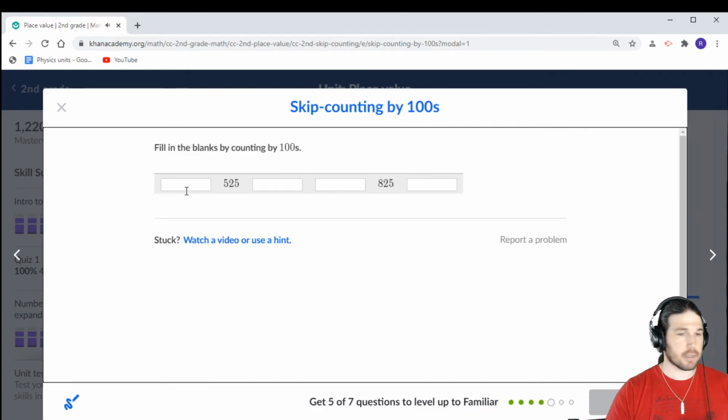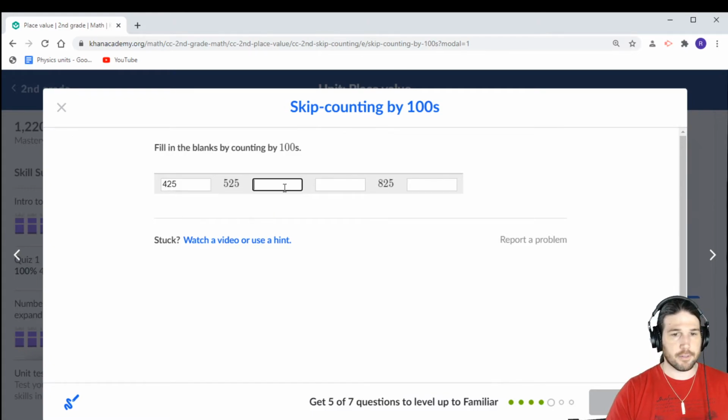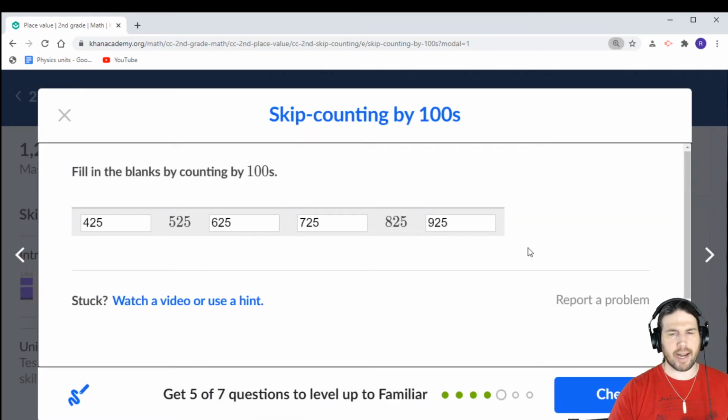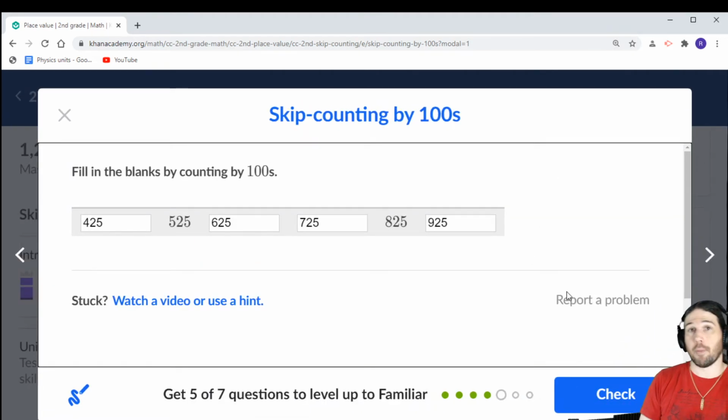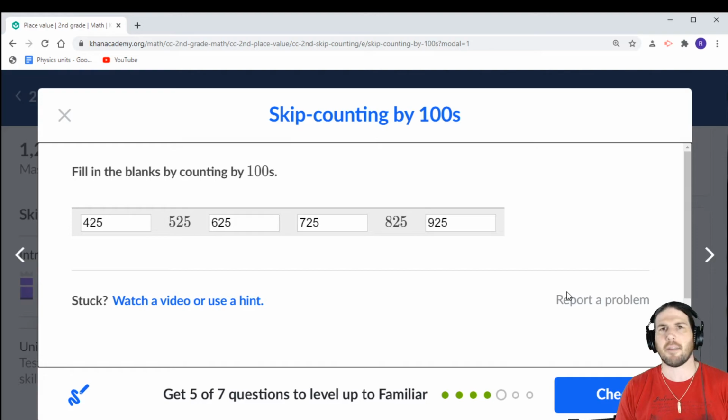Fill in the blanks. 425, 525, 625, 725, 825, and 925. And at this exact moment, if I was giving this problem set to a second grader, this would be a perfect time to ask them, hey, by the way, what do you think the next one is?